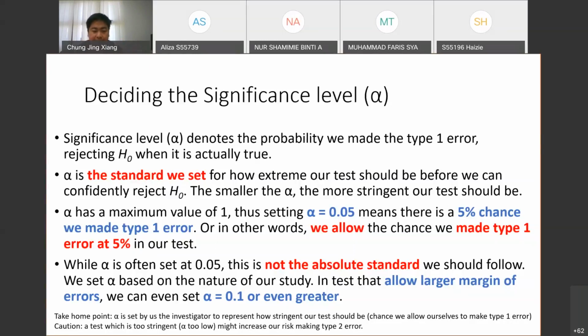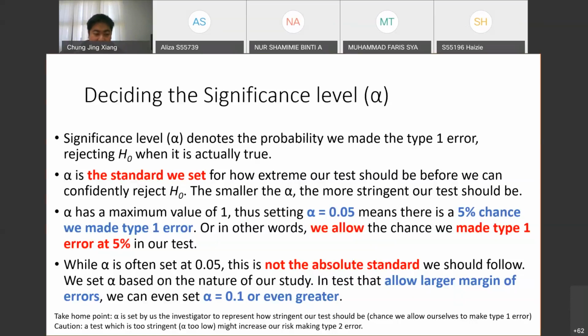So always remember, alpha is set by us, the investigator, not by anyone else. We decide it ourselves. If you put 0.05, it means you accept 5% error. It is set by us to represent how stringent our test should be, or the chance we allow ourselves to make a type 1 error: rejecting H0 when it is actually true. Alpha is decided by us, not by your statistical test, but by ourselves.